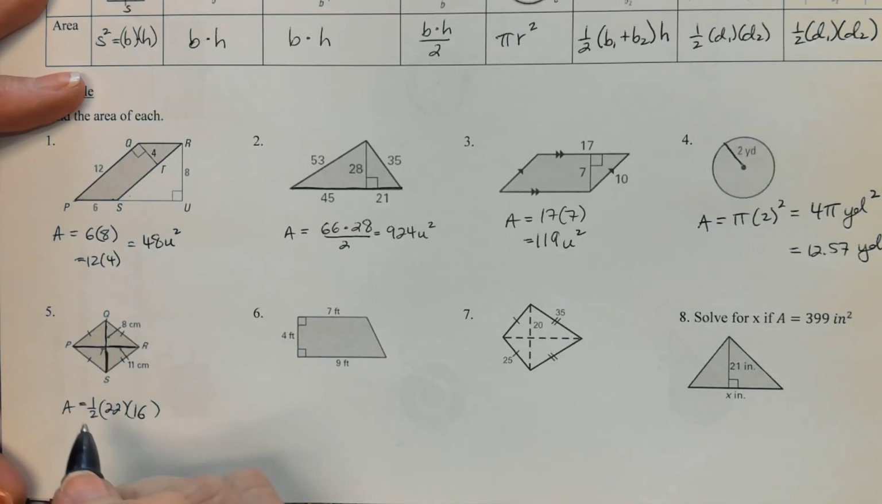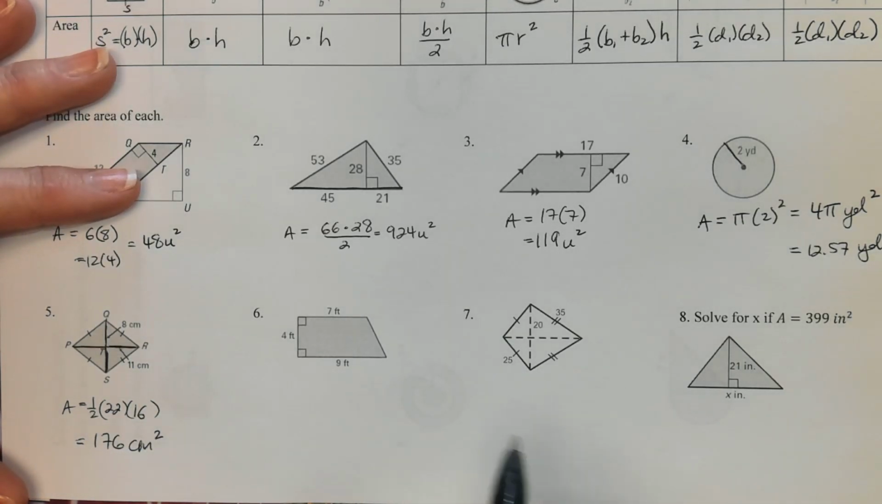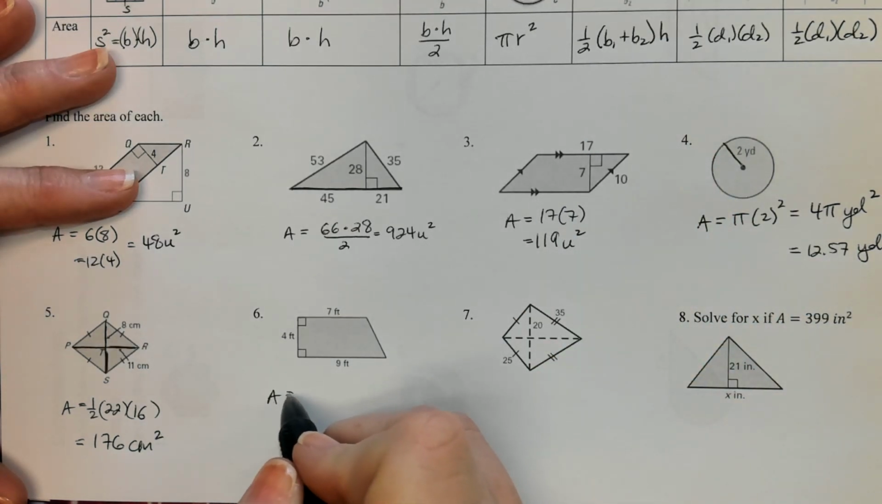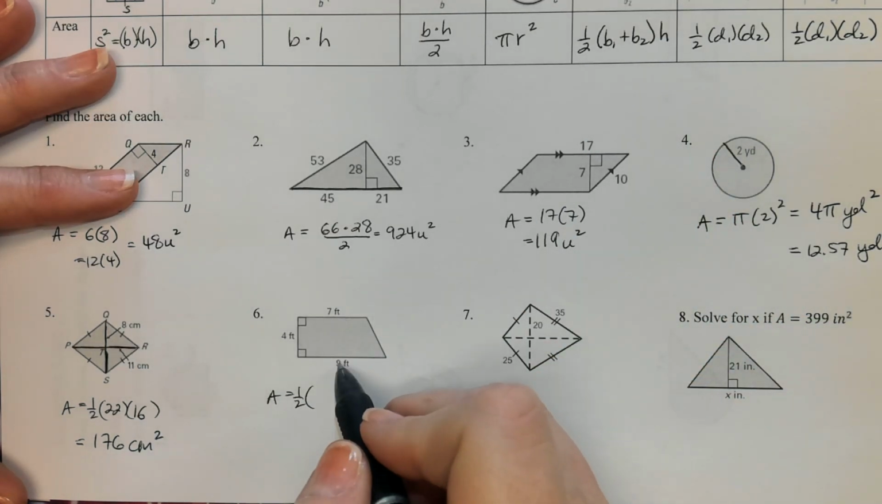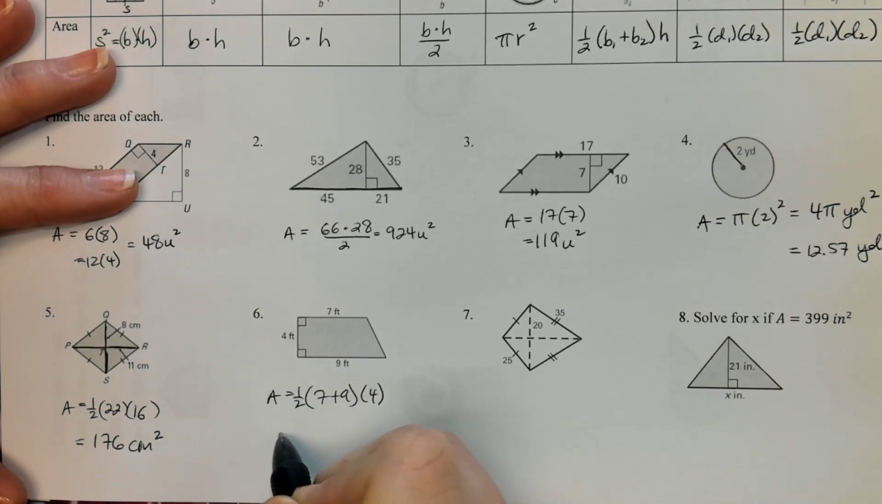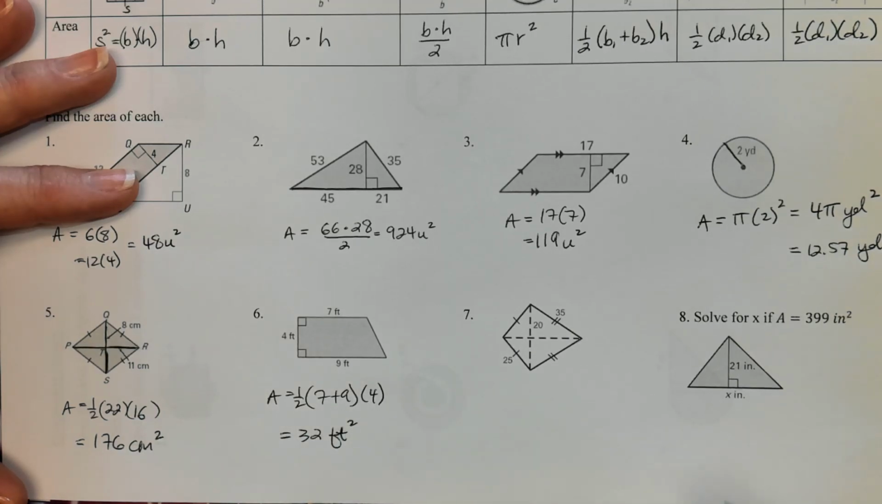And then we just plug that in, multiply that, we would get 176, and this one has some labels, so centimeters squared. Next up, I've got a trapezoid, so we're looking at this formula. So I've got area is 1/2, and then my 2 bases are 7 and 9, and my height is 4. Plug that in, and you get 32, and we have labels here, so feet squared.